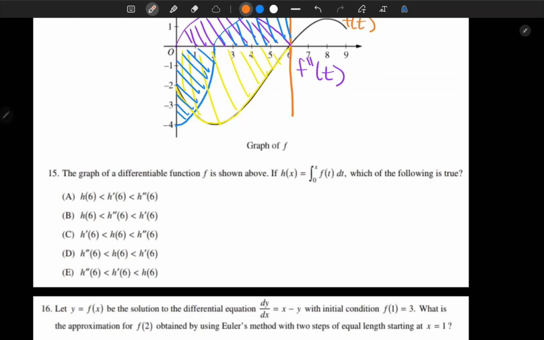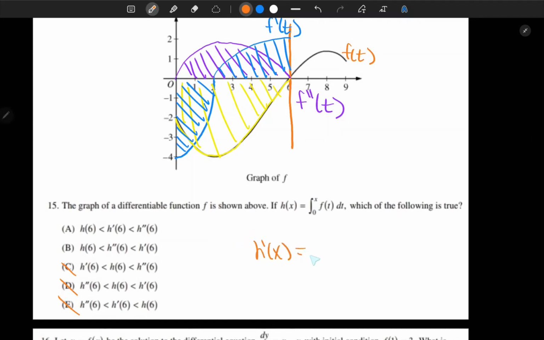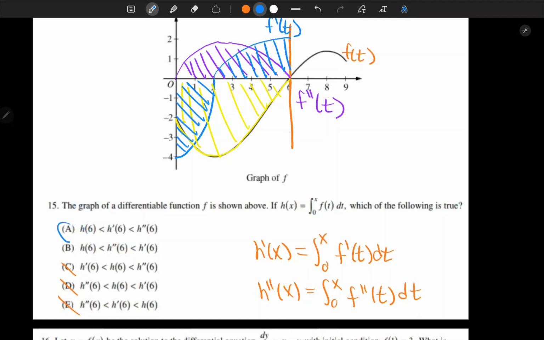So we can get rid of everything that doesn't have h of 6 as the smallest, because that's the integral of f of t. So we get rid of these because h of 6 is not the smallest. Then we note that h prime of x is equal to the integral from 0 to x of f prime of t dt. And similarly, h double prime of x is equal to the integral from 0 to x of f double prime of t dt. So the integral of f prime of t is approximately 0, whereas the integral of f double prime of t, the purple, is positive. So h double prime of 6 is greater than h prime of 6. So the answer here should be A.